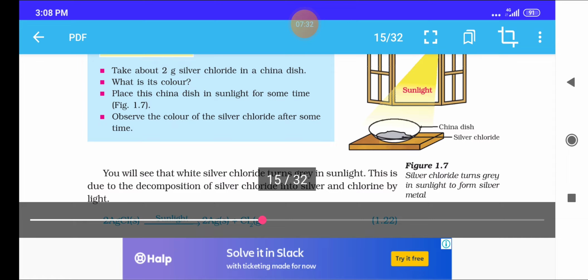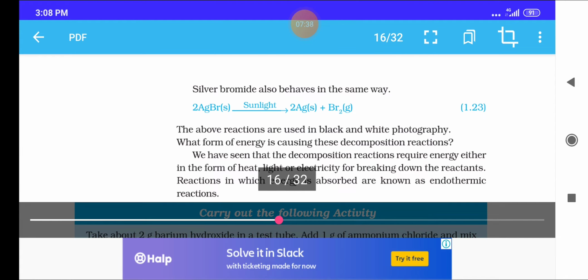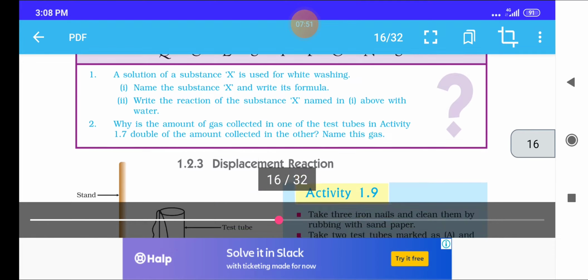In the watch glass, we place silver chloride that is converted into silver and chlorine gas. Its daily life use is in photographic film. Silver bromide is pasted on it, and when light falls upon it, it is converted into silver and bromine.